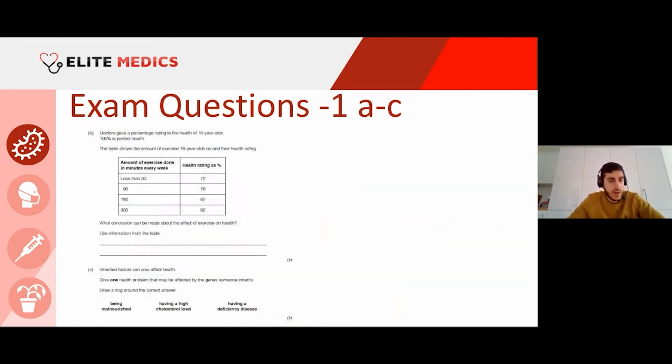Lovely. Carry on. So doctors give a percentage rating to the health of 16-year-olds. 100% is perfect health. The table shows the amount of exercise 16-year-olds do and their health rating. What conclusion can be made about the effect of exercise on health? Use information from the table. I'll give you a minute for you guys to do that. With past paper questions, it's nice if you go along with me. If you have a spare piece of paper in front of you and you can answer them, that often can be quite useful.